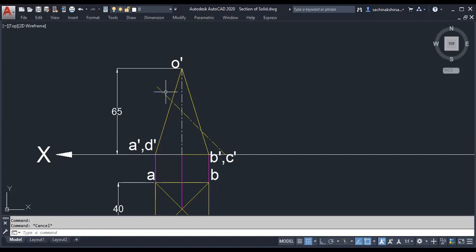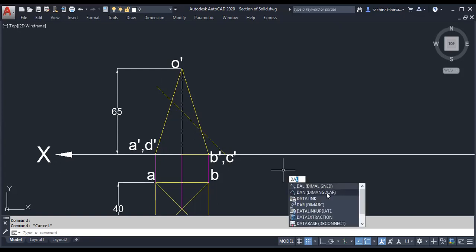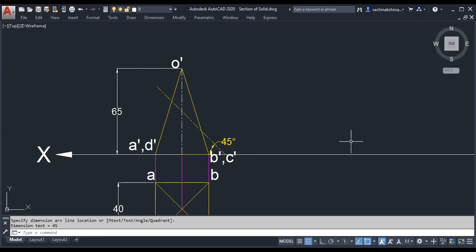So how much angle should this cutting plane make with the HP? 45 degrees. It should make a 45 degree angle with the HP. Is it making a 45 degree angle? And from what point should it pass?